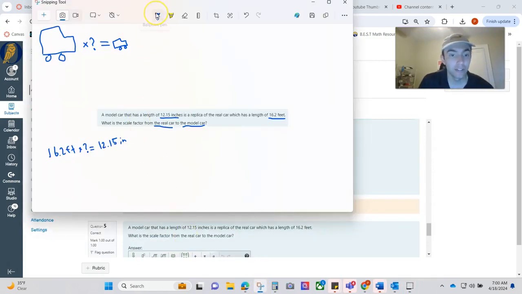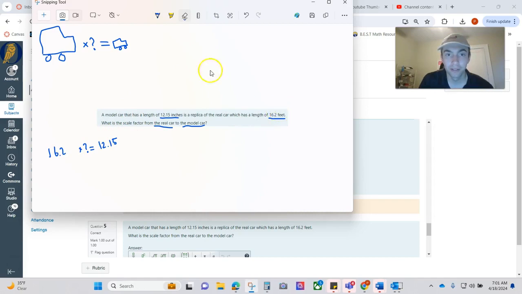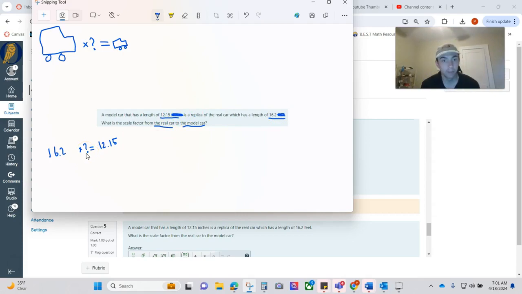And we're back, and I fast forwarded ahead a little bit to check to make sure I was explaining it the right way. And turns out the units don't even matter for this question. So I'm just going to go ahead and erase them. The units don't matter. Doesn't matter if it's feet, doesn't matter if it's inches. It could be jumping jacks and push-ups. So what do I do to the big number to get it to be the small number? 16.2 times what is 12.15?